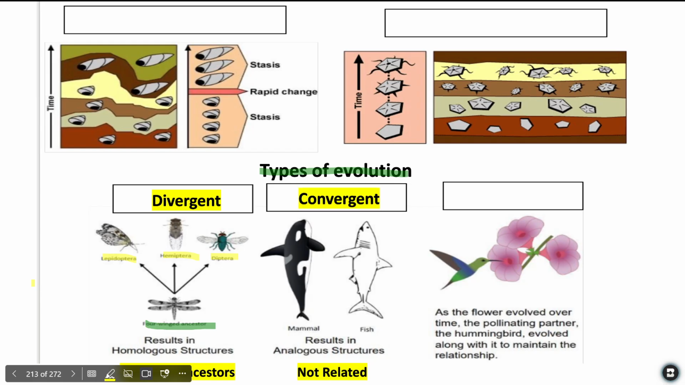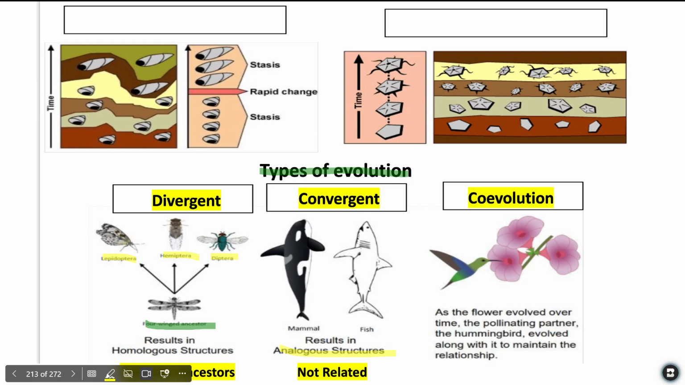Next, we have convergent evolution. Convergent is when two organisms share similar structures, in this case, analogous structures, but they're not coming from a common ancestor. So like sharks and whales. A whale is a mammal, a shark is a fish. They are not really related at all, but they look similar. And that means they have come together to share similar traits, even though they don't share similar backgrounds.